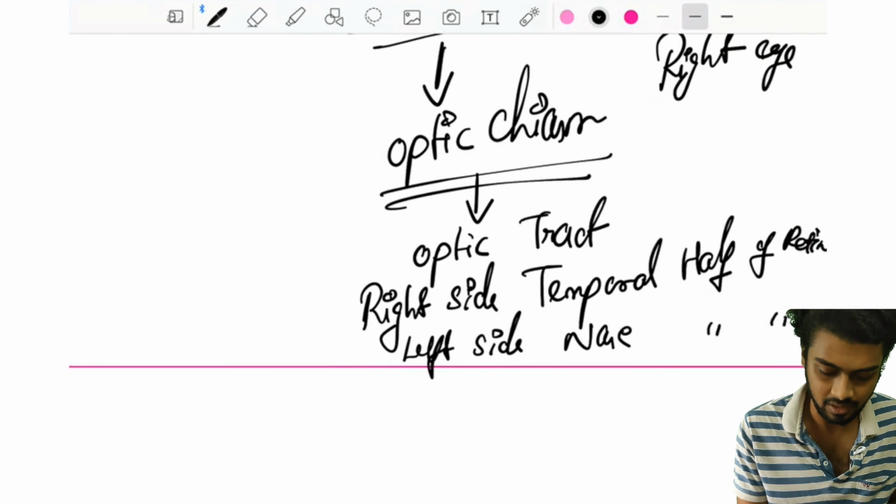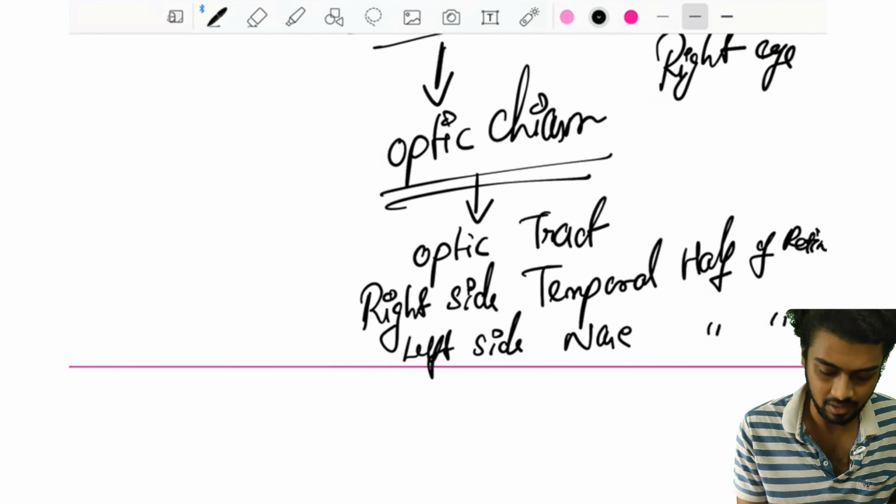Okay, from the optic tract they are going to the LGN, which is nothing but the lateral geniculate body. Here we can see the lateral geniculate body. There are two, right? Medial geniculate body and lateral geniculate body. Medial geniculate body is mostly concerned with audition, I mean your hearing, but the lateral geniculate body is mostly concerned with your vision.